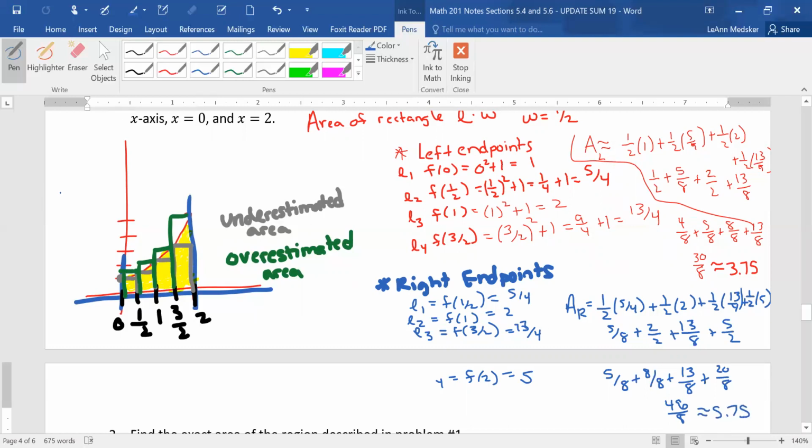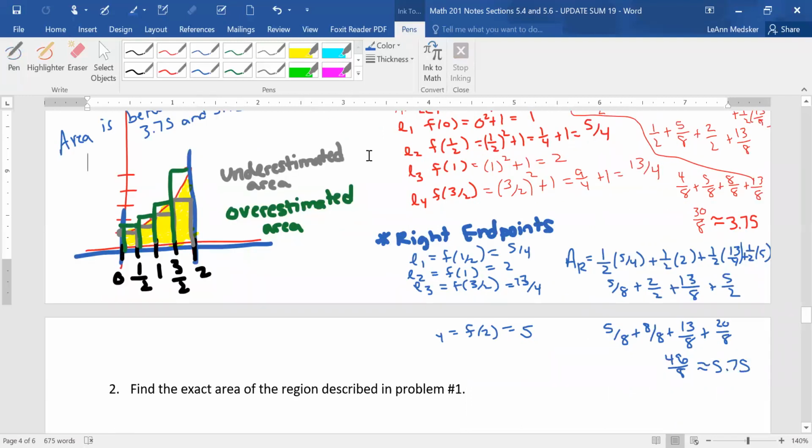So we know that our area, just by looking at the two different sides, the left endpoints and the right endpoints, is between 3.75 and 5.75. Those could be spread further out. Now, we could get more accurate if we made more and more rectangles in our subregions. Like, if we did 8 rectangles between 0 and 2, we'd be using 1/4 for every width of our rectangle, and that'd be a lot of rectangles to add up. So we're not going to make you do both right and left endpoints. We'll either choose one, or we'll say use the midpoint rule, which is what we're going to go over in class. So this is just showing you that these are not perfect and they do over or underestimate the answer.